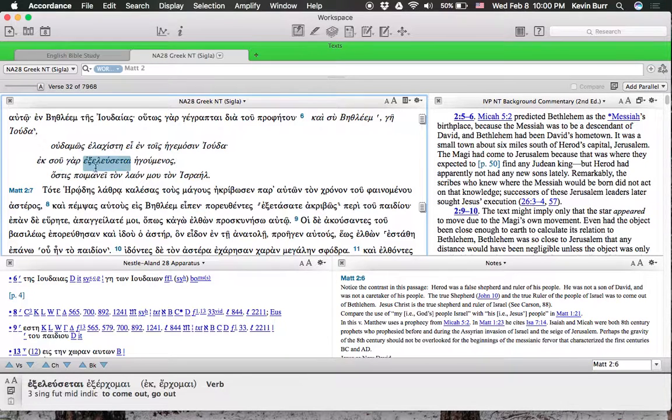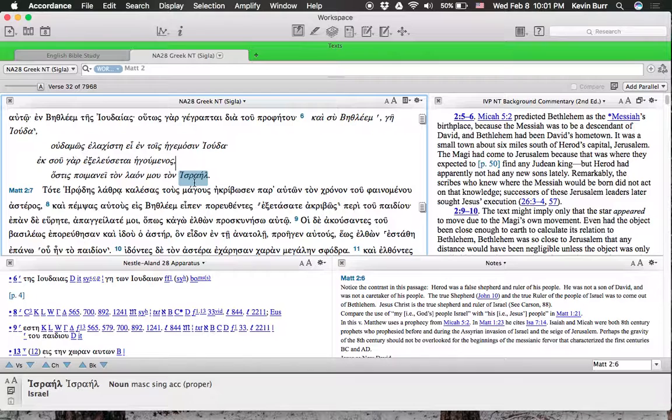from you will come one ruling. This is a participle; that menos ending should tip you off to that. Who will shepherd? This is a form of the future tense that you haven't gotten to, so don't worry about why this looks like a present tense. Who will shepherd ton laon mou ton Israel, my people, Israel.